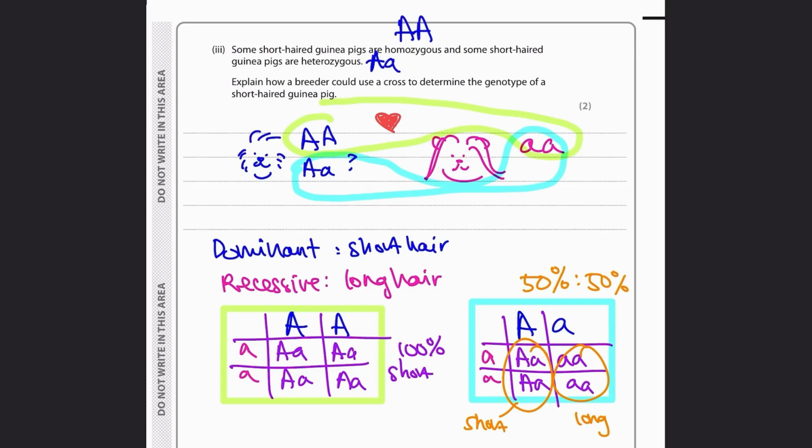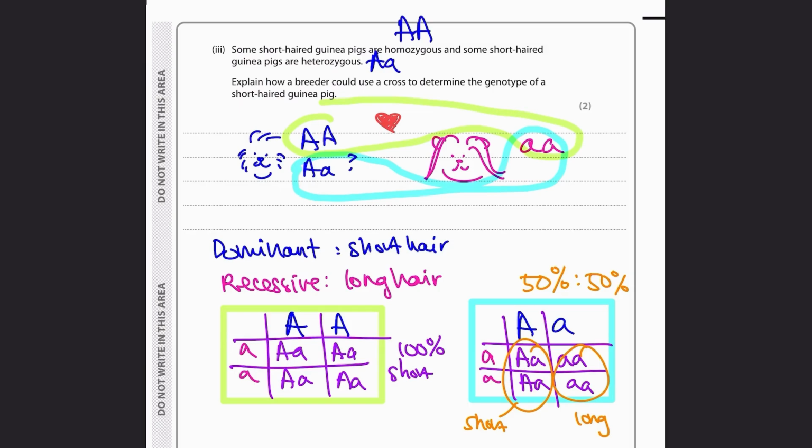So what I want you guys to appreciate is that if you're trying to figure out if someone that is a dominant one with short hair is big A or big A, small a, all you have to do is mate it with a recessive one. And that's what you write in the answer. You're going to mate with a recessive genotype, which is the long hair. And then you look at the kids.